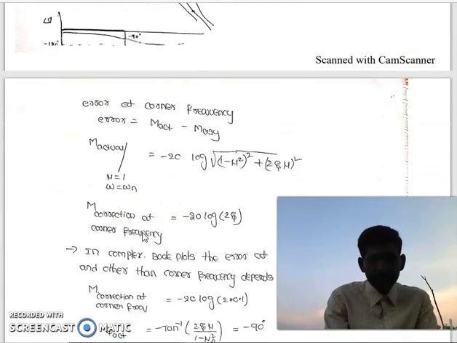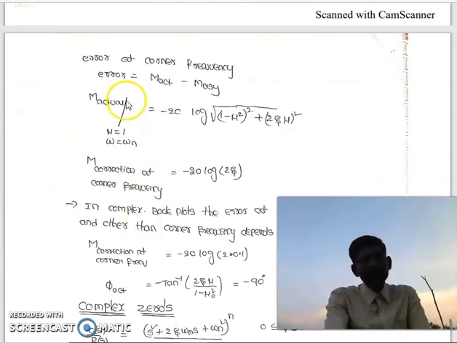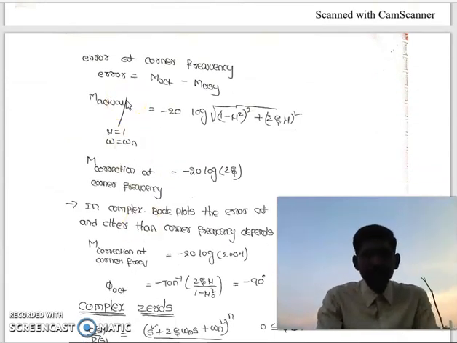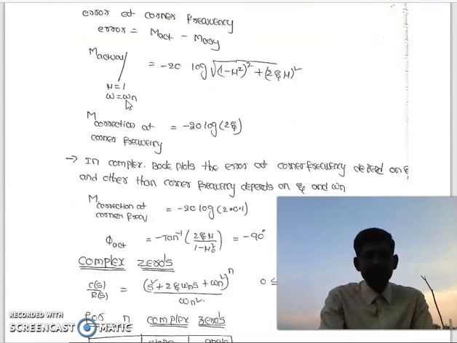The errors at corner frequency. Whatever we have discussed for real poles, the same thing will hold for complex poles also. Whenever a real pole is present, we will take it as minus 20 dB per decade. Whenever a real zero is present, we will take it as plus 20 dB per decade. For complex poles, we will take it as minus 40 dB, and for complex zeros, plus 40 dB.